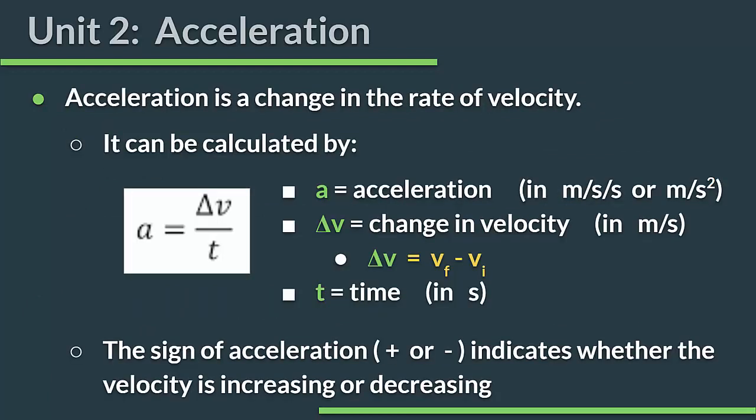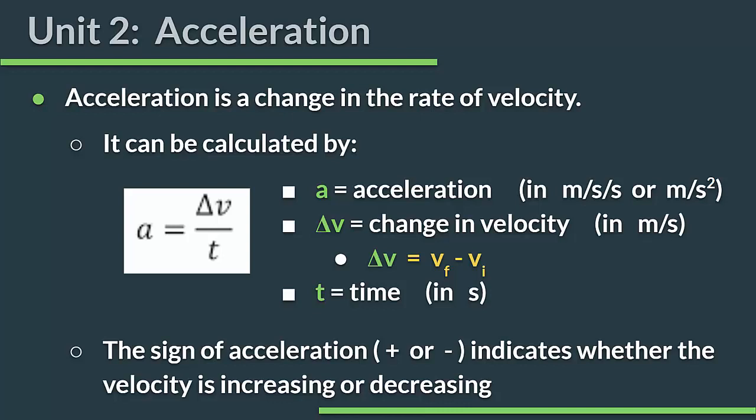Add this to your definition of acceleration in your notes. Acceleration is a change in the rate of velocity. It can be calculated by the formula acceleration equals delta V, that's change in velocity, over t, which is time. Acceleration will be measured in units of meters per second per second. If you look at the equation, that should make sense. Velocity is in meters per second, time is in seconds, so it's meters per second over seconds, which could be simplified as meters per second squared.